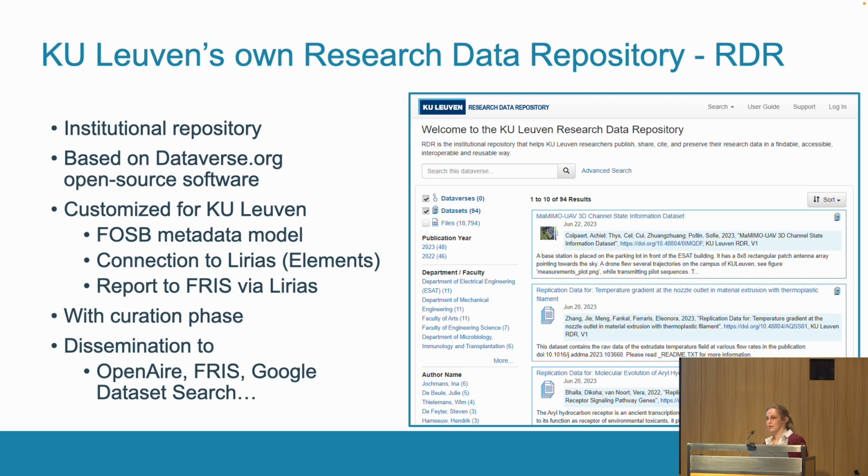It's important to note that we have a curation phase in our Dataverse, which means that we can skip the verification phase in Elements because we're already checking the metadata in the source. And on top of that, next to disseminating the metadata to Elements, we also send it to OpenAIRE, FRIS, and Google Dataset Search, and other aggregators alike. For example, the EOSC portal is coming up, which is the European Open Science Cloud portal.